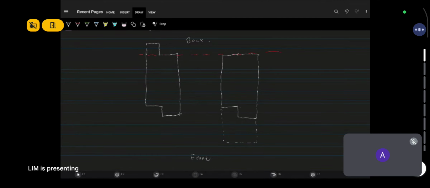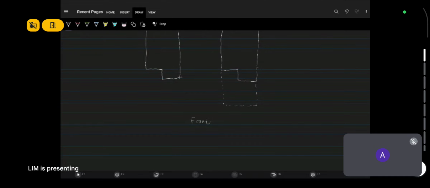So let's say this is your structure. Now, what you have to do then is put in the slab, the beam, and the columns. As I explained last week, the beams support the slab. The slab is what you stand on. The slab is what supports you.